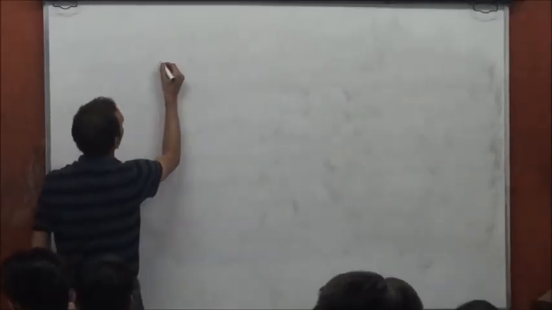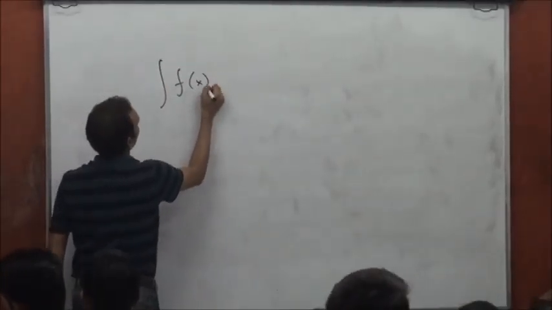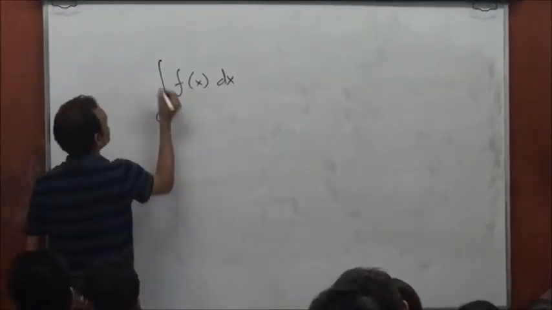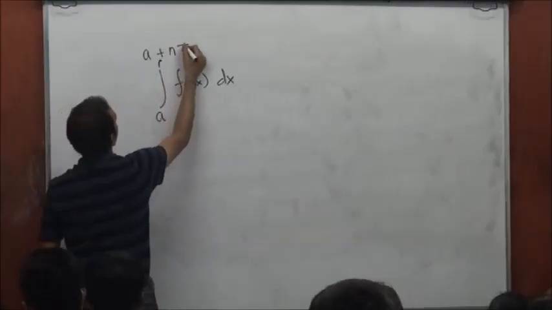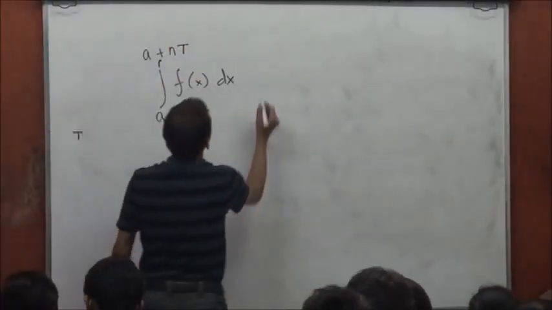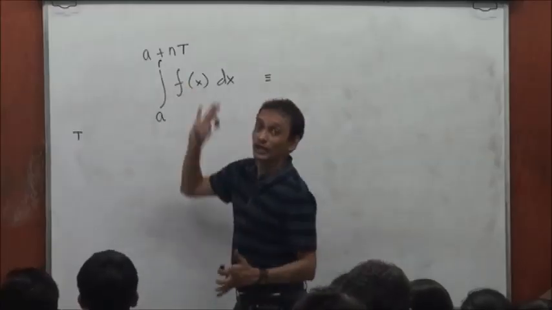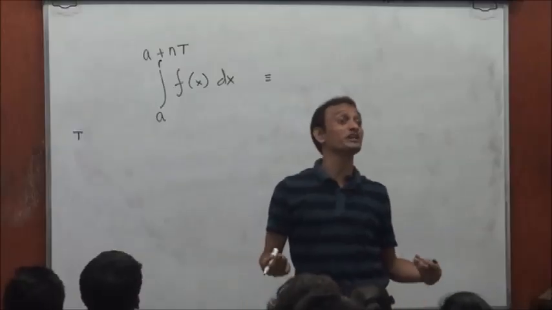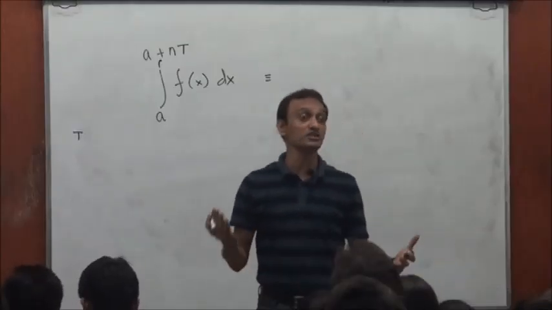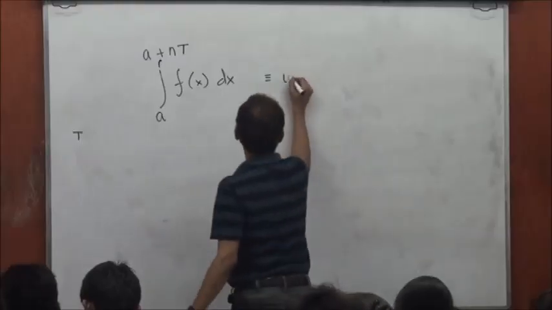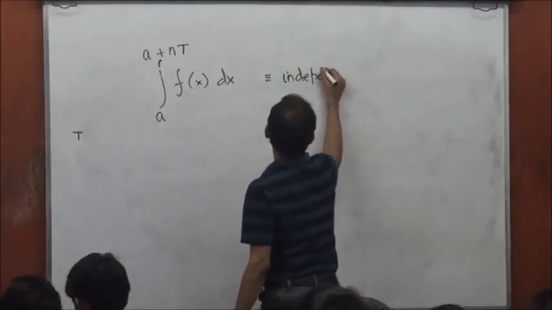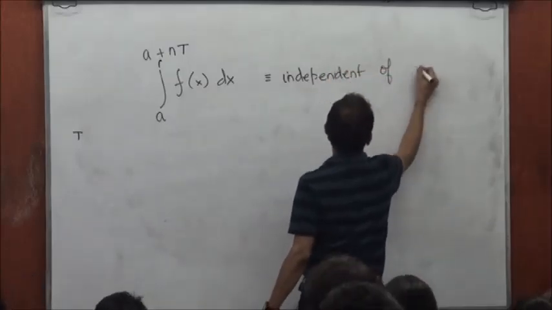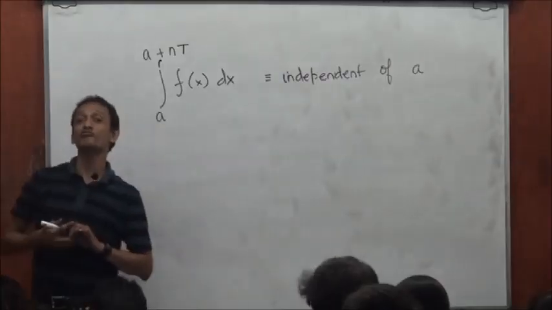Another property for periodic functions. t is the period. Consider the integral from a to a plus n times t, where n is an integer. This I claim will be the same for all a. That means it's going to be independent of a.